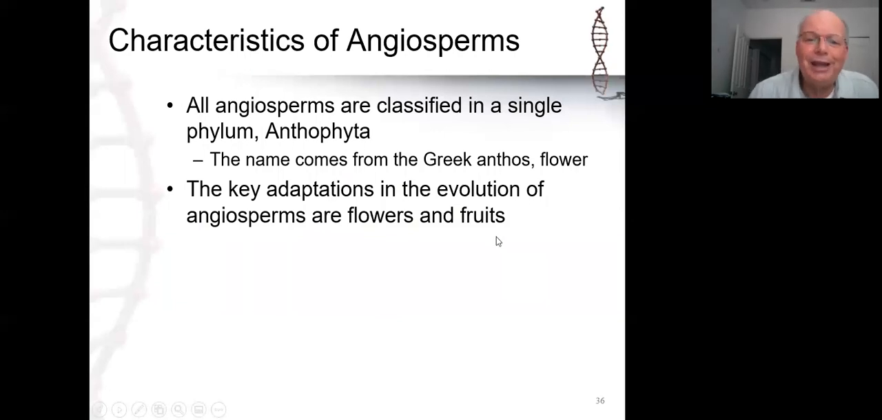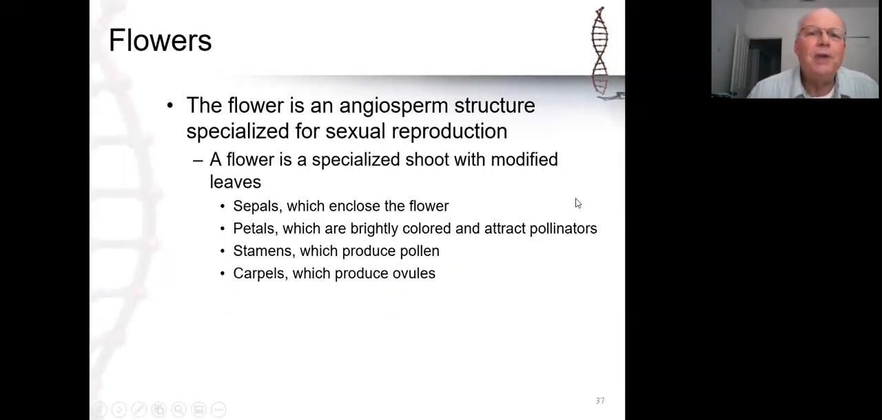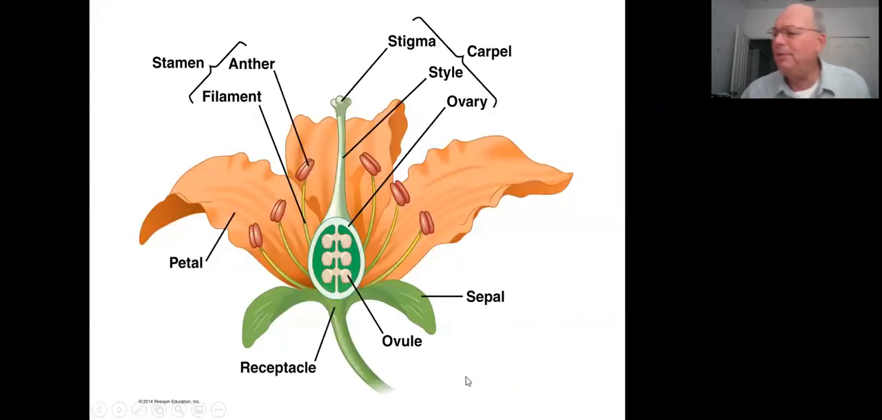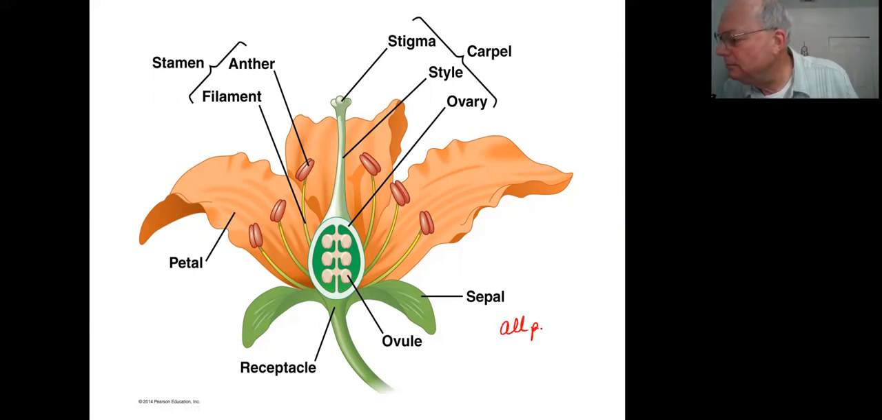So I've just covered that. So let's move on. So when we look at the parts of a flower, what we need to remember is that all parts of a flower are derived from sporophylls.